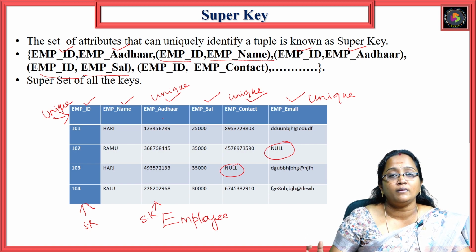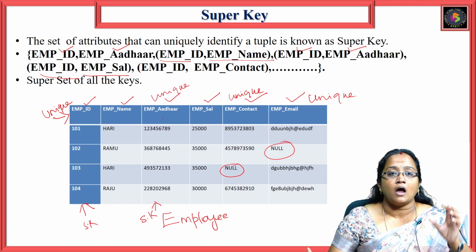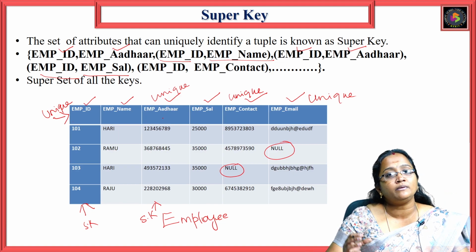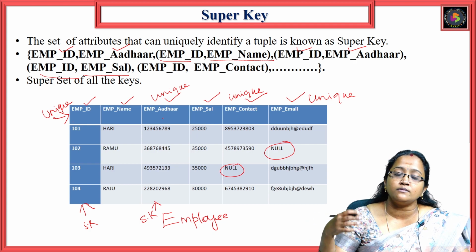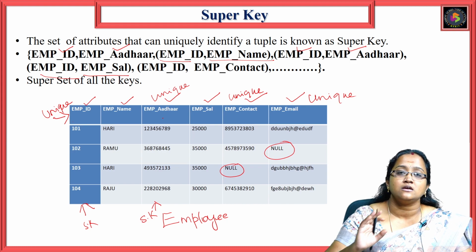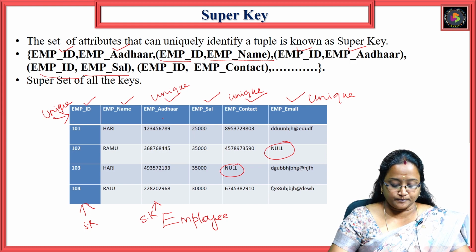Not only one attribute, we are going to consider combinations of attributes. Unique attributes you are going to take, then unique plus non-unique, or attributes which can accept null values. Those types of attributes also we are going to consider and find out the keys. So this is called super key.